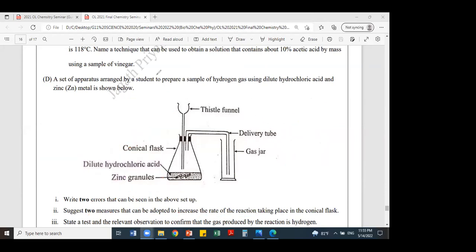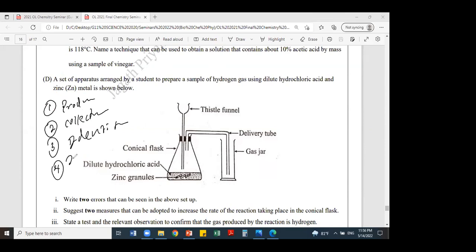Right. I took this experimental setup because you have to refer to the others also: the carbon dioxide production setup, the oxygen production setup, and the method of collecting. So basically for gases, these are the things you should know. Number 1, the method of producing the gas. Number 2, the method of collecting the gas. Number 3, the method of identifying the gas. Number 4, properties of the gas.